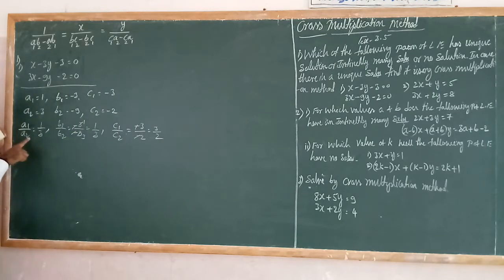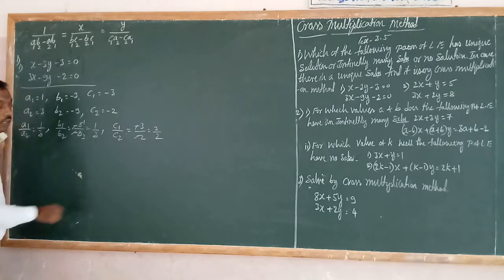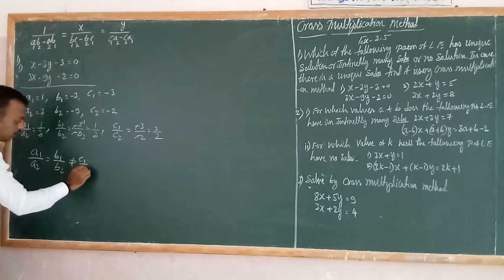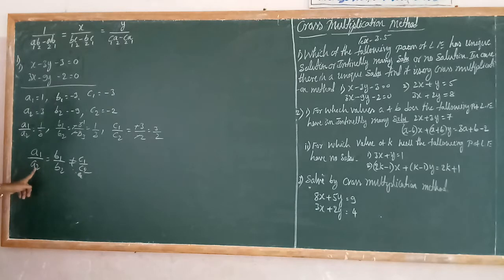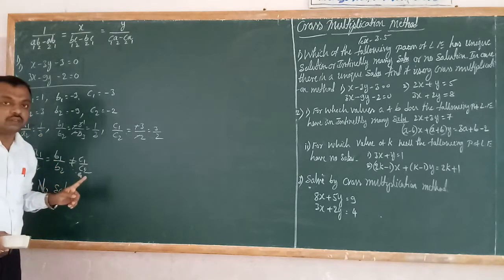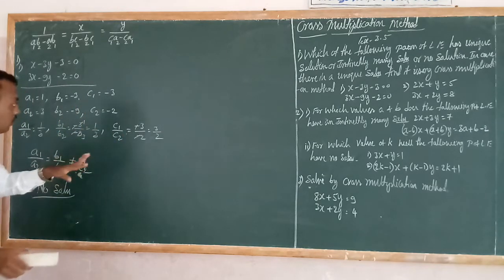See here, a1 by a2 and b1 by b2 are equal to each other, but c1 by c2 is not equal to them. Therefore, a1 by a2 is equal to b1 by b2, but is not equal to c1 by c2. See, in a unique solution, all ratios are unequal, not equal to each other. But here, one ratio is equal, another ratio is not equal. Therefore, it is a no solution case. That's why we do not apply the cross multiplication method to solve the pair of linear equations in this case. Only in the case of a unique solution do we use it, so this one is not coming.